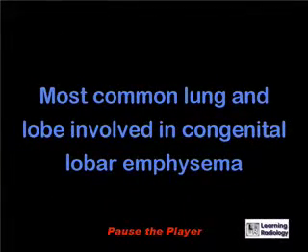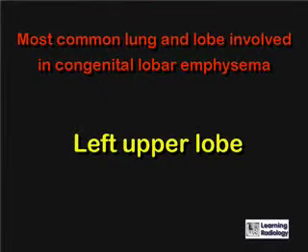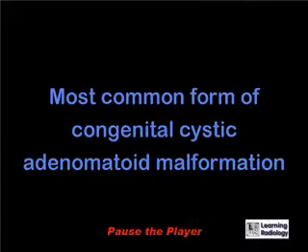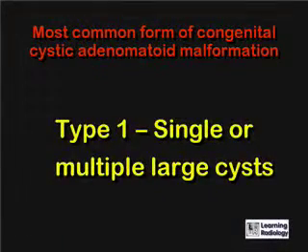What is the most common lung and lobe involved in congenital lobar emphysema? The left upper lobe. What is the most common form of congenital cystic adenomatoid malformation? Type 1, with single or multiple large cysts.